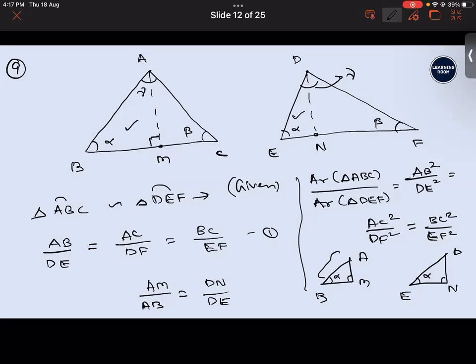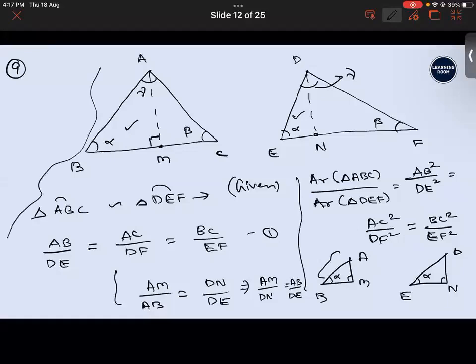So what is it that we need to prove? We need to find the value of AM square and DN square. For that, observe, I'll rearrange the equation and write it as AM divided by DN is equal to AB divided by DE. Am I clear with this? So if I square both sides, what will I get? I'll get AM square divided by DN square is equal to AB square divided by DE square.